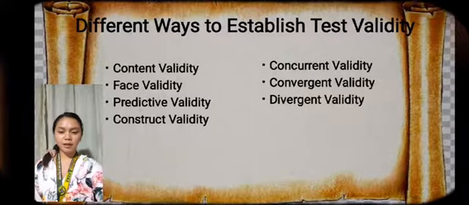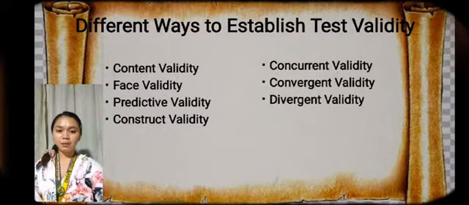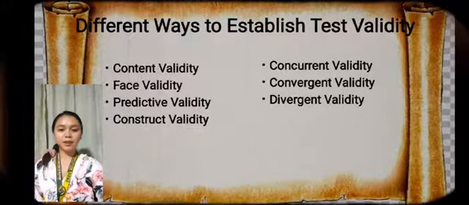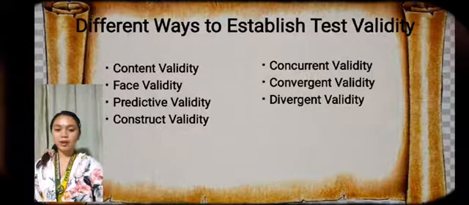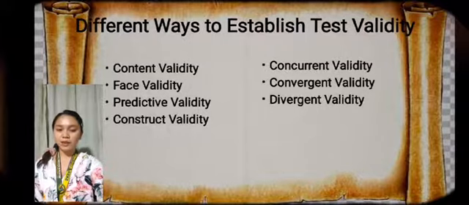We have here the different ways to establish test validity. First is content validity, face validity, predictive validity, construct validity, concurrent validity, convergent validity, and the last one is divergent validity.